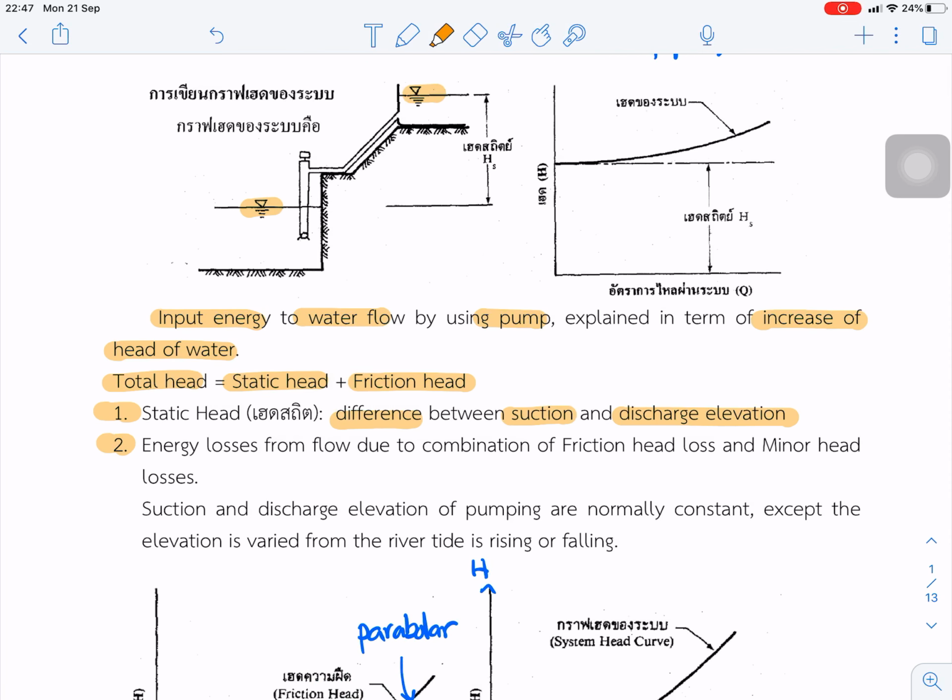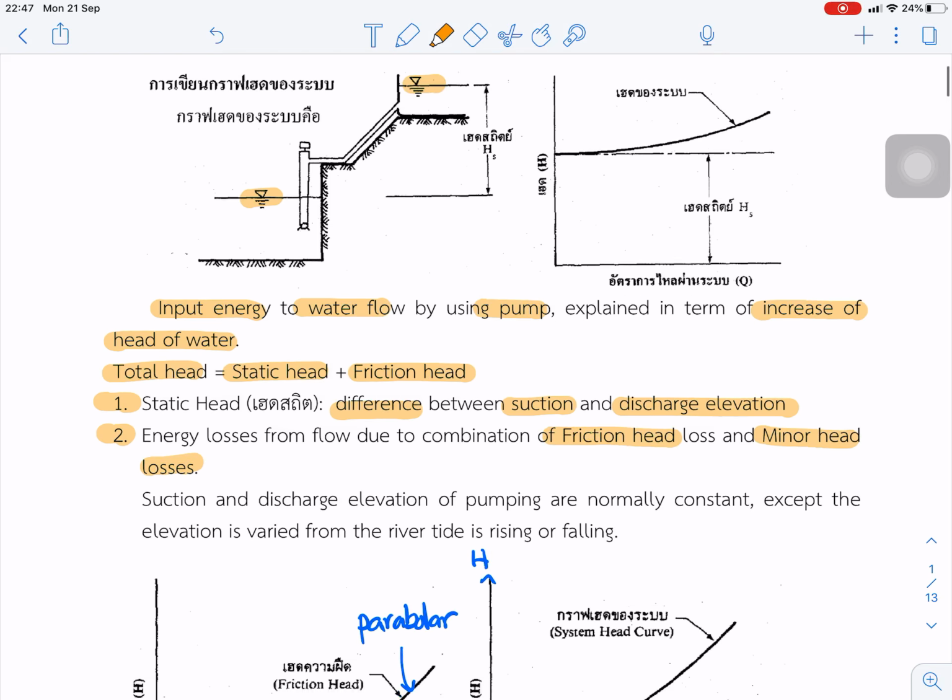The energy loss from the flow is due to the combination of the friction head loss and minor head loss. The suction and discharge elevation of the pump are normally constant, except when the elevation varies because the river tide is rising or falling. We will show an example later.